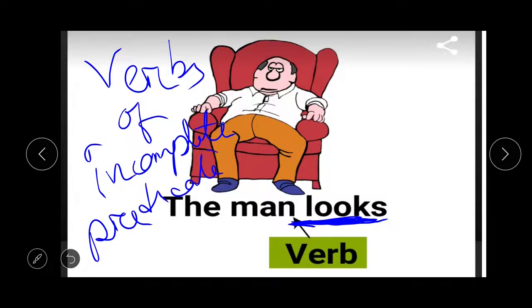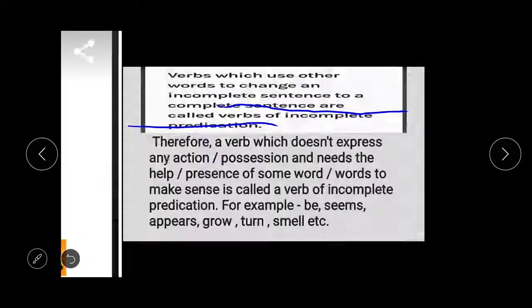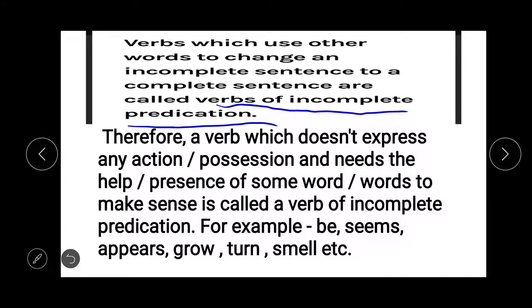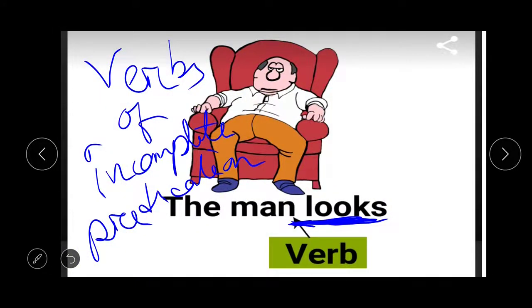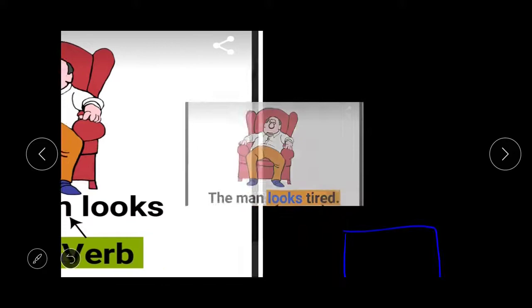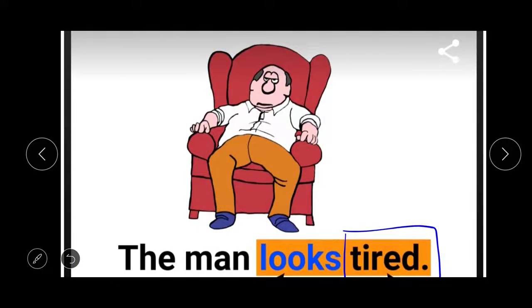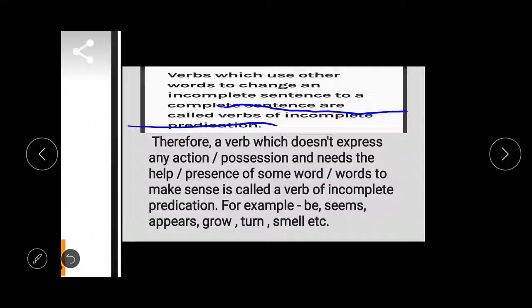So from the name itself, you can get the idea that this topic gives us a sense of incompleteness. Now let me tell you what a verb of incomplete predication is. Students, the verbs which use other words to change an incomplete sentence into a complete sentence are called verbs of incomplete predication. This sentence, "The man looks," has a verb of incomplete predication because it needs the help of another word, "tired," in order to fulfill its meaning.